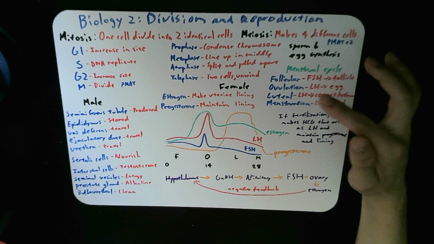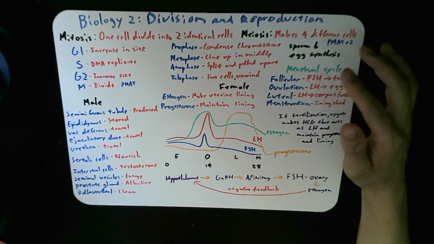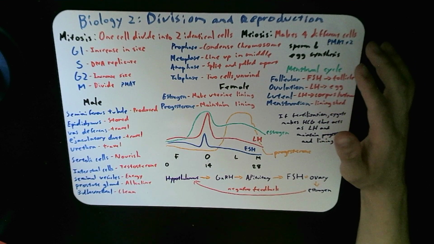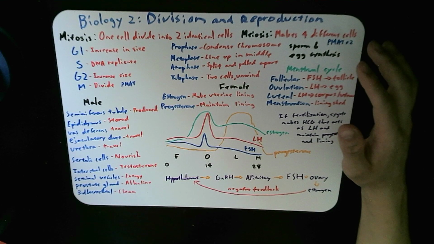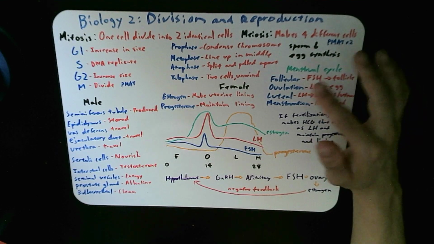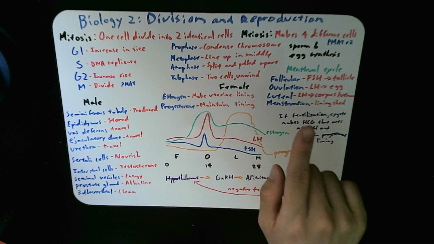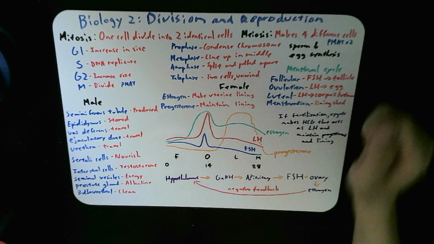So all of the initial eggs are arrested at prophase, prophase 1, and then only once per month, one gets to keep going until metaphase 2.